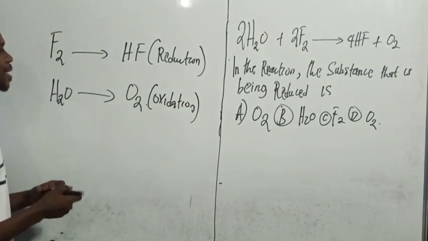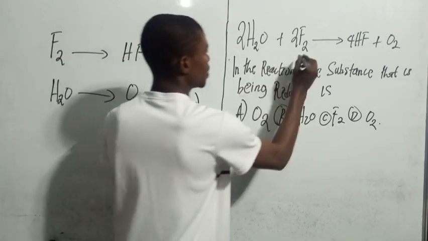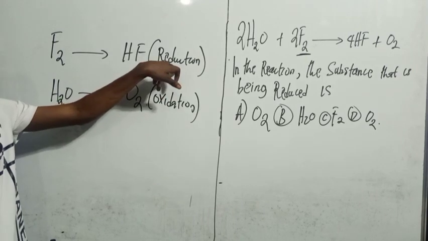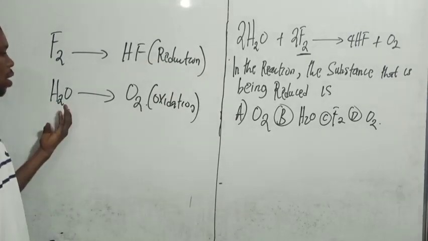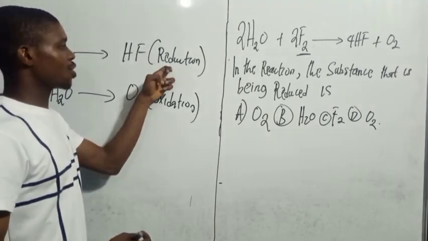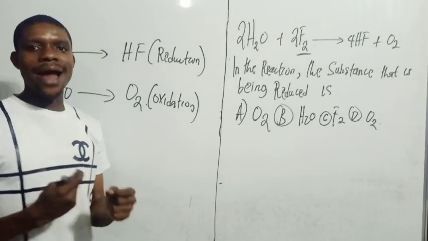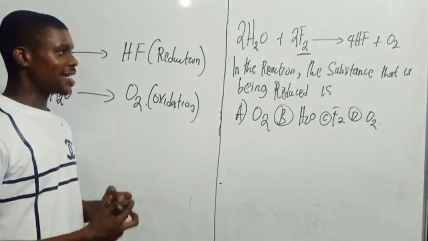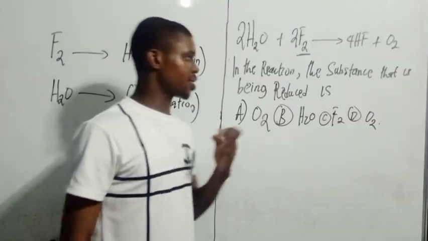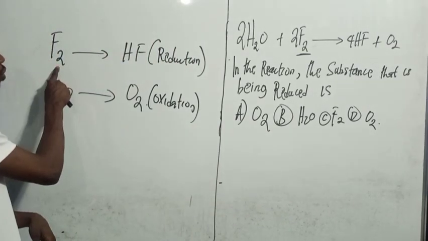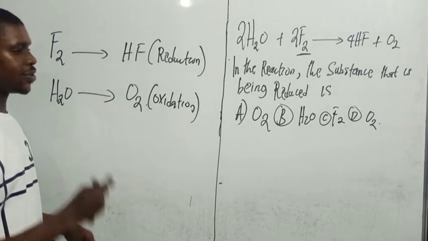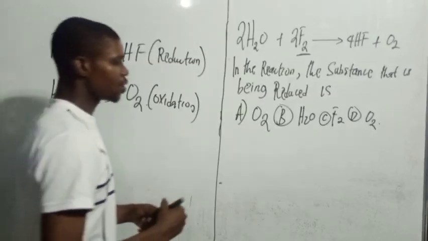It means that F2, fluorine gas, undergoes reduction, while water undergoes oxidation. Remember, species that undergo reduction are said to be reduced, while species that undergo oxidation are said to be oxidized. In the reaction, the substance being reduced is F2, because it undergoes reduction to form hydrogen fluoride. So the option is C.